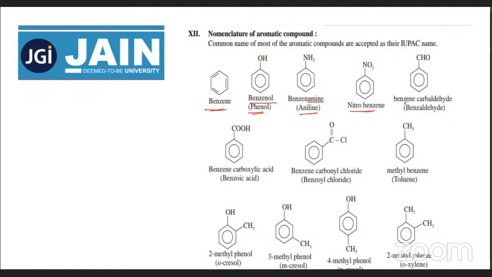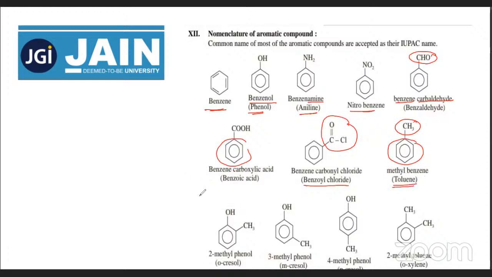This is benzene carbaldehyde, because the benzene ring and CHO, this carbon cannot be counted inside. So I write it as carbaldehyde. The common name, the IUPAC name for this is benzaldehyde. Now this is benzene carboxylic acid, because of the benzene ring and carboxylic acid group. So I write it as benzene carboxylic acid. Together we say it as benzoic acid. Here, benzene and carbonyl chloride. So we write benzene carbonyl chloride, or benzoyl chloride. Now we have a methyl group here. This is benzene, so we write it as methylbenzene, which is known as toluene.